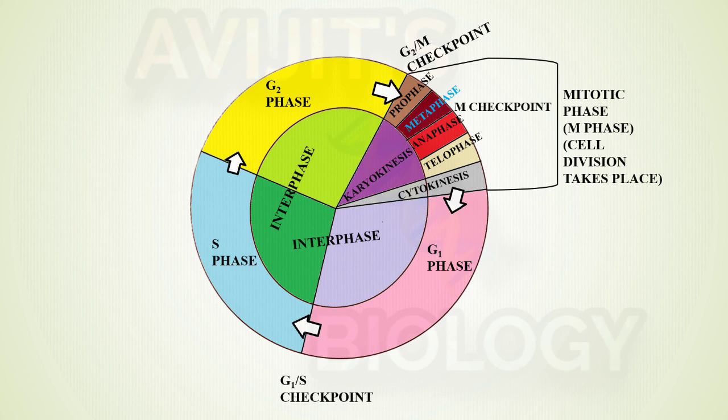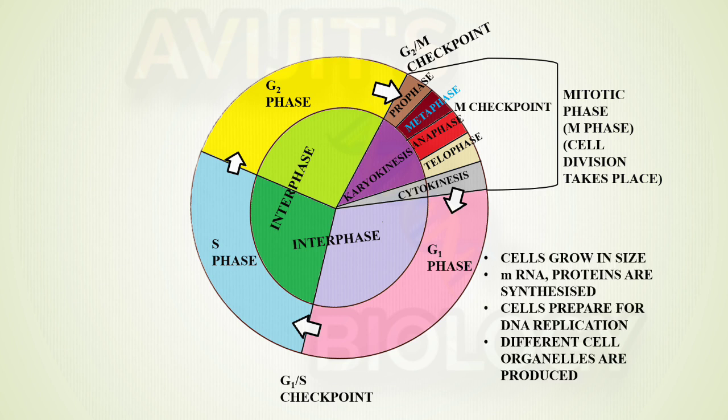And finally, there is the M checkpoint in the mitotic phase between the metaphase and anaphase. Any problem in the cell in the metaphase will not allow the cell to go into the anaphase. Any defects in the checkpoints will lead to cancer or unlimited cell division.